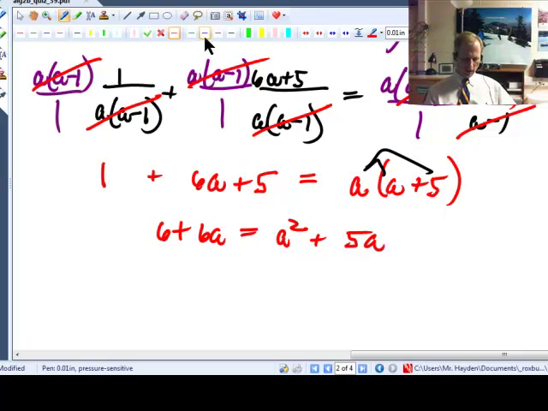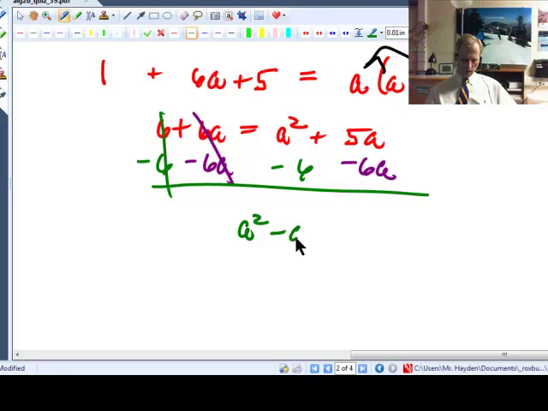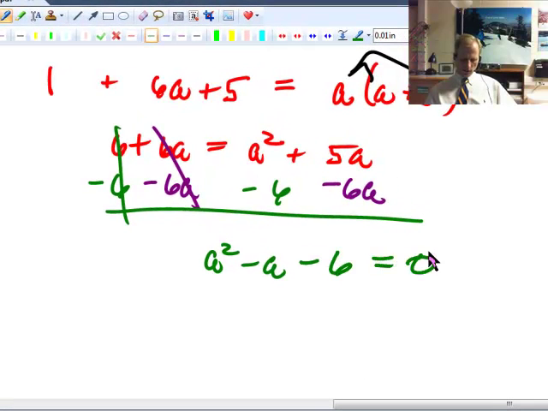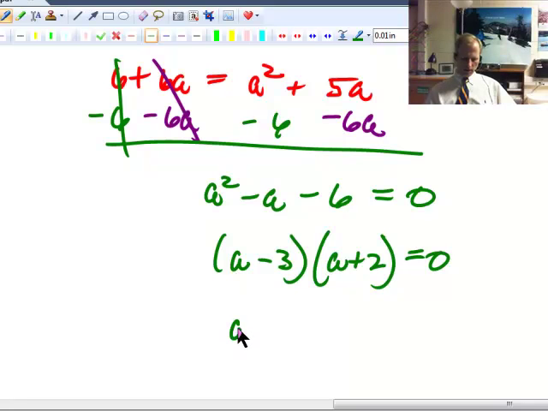And now I need to collect all terms on the right, or on one side, and I'm going to move those terms to the right. So I'm going to end up with the quadratic equation a squared minus a minus 6 equals 0. That's a trinomial where I need two numbers that multiply to be negative 6 that add up to negative 1. So that would be negative 3 and positive 2. And that means the solutions to the equation are a equals 3 and a equals negative 2.